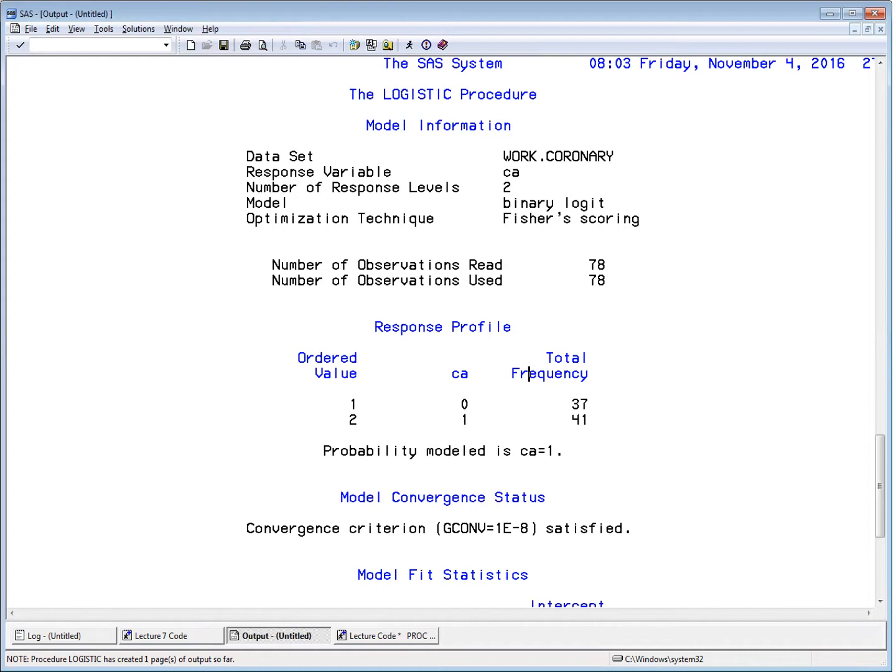If we look at our response profile, we see it's almost a 50-50 split. We have 37 patients who don't have the disease, 41 that do. So in this data set, our rarer outcome is 0. It's rarer to not have the disease than to have the disease in this particular data set. Now we want 5 observations per parameter, so it looks like we could fit essentially 7 parameters and still do a reasonable goodness of fit test.